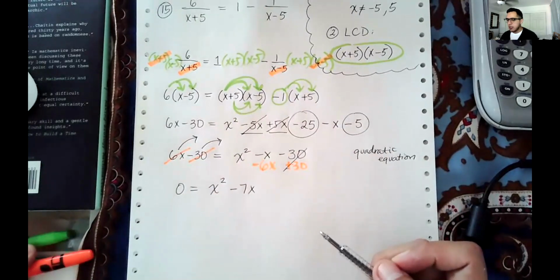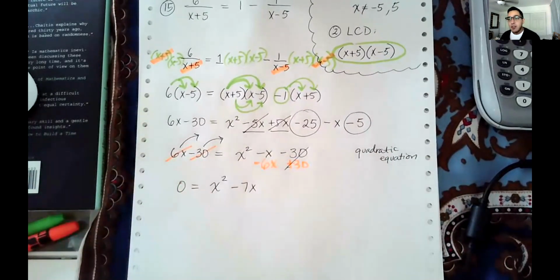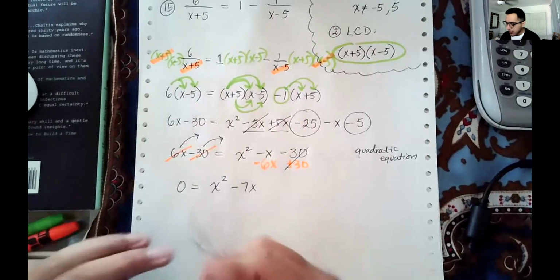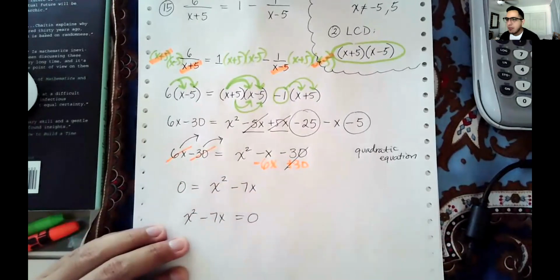Does anybody have any questions about that? I know it looks a little bit strange because I have the 0 on the left-hand side. So if you want to switch it around and rearrange it so that you have x squared minus 7x is equal to 0, that's perfectly fine. It's the exact same thing.